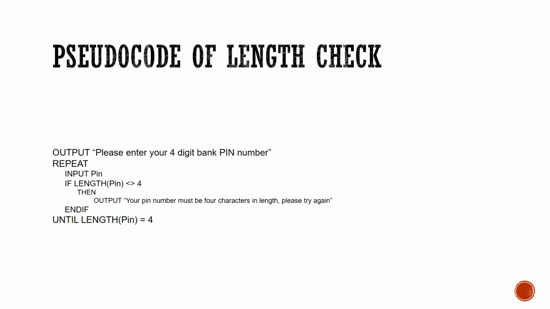Pseudocode of a length check means we are going to use the length function for this purpose. There is an input pin, and we will be checking the length of the pin, whatever is entered by the user. This function will return the number of characters that the digit or the word contains. So if it's not equal to 4, then we will be displaying an output.